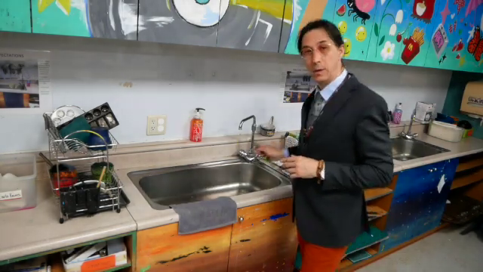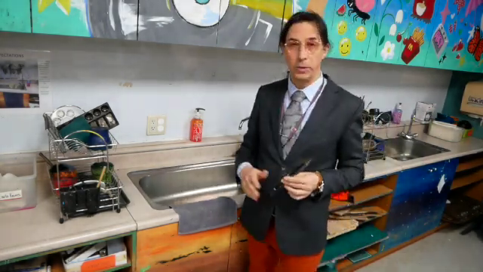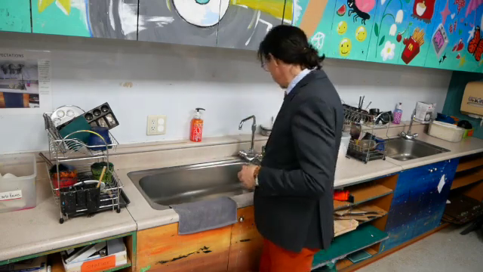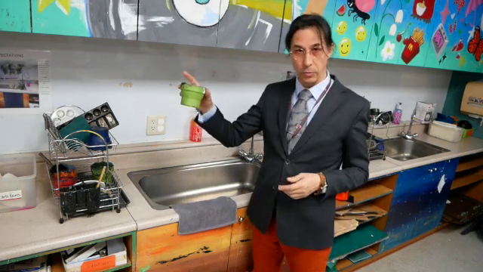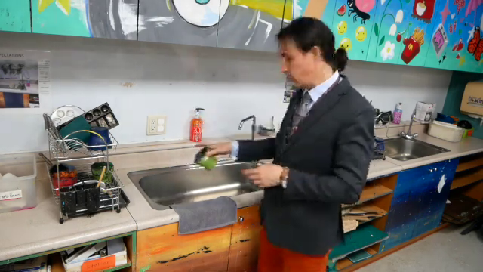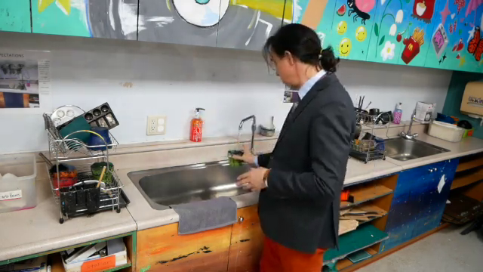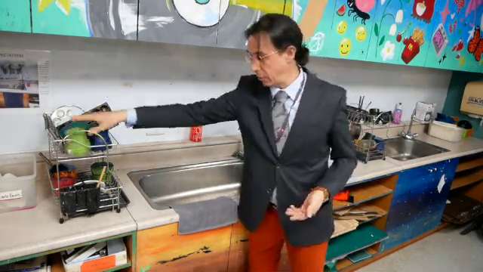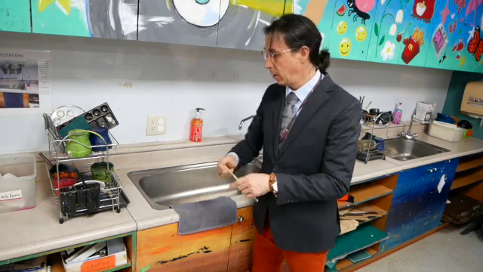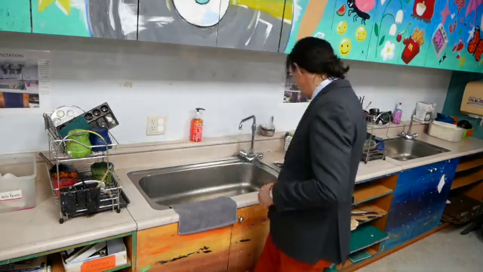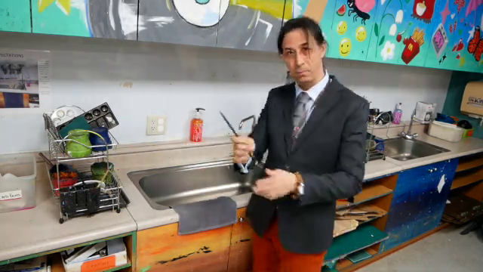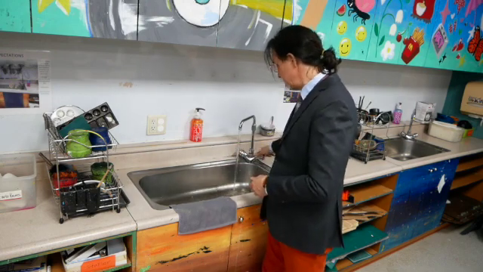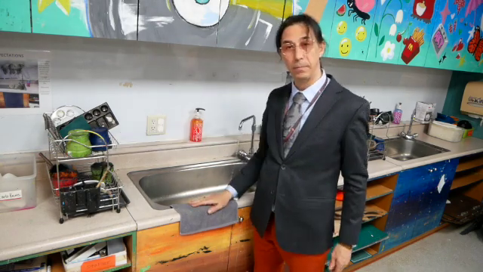Hello, everyone. I want to talk about cleaning up. All right, it's pretty easy to do the cleaning up. If you're using something with water, you dump the water out, give it a little rinse in the sink, put it in the drying rack. If you are working with a paintbrush, you give it a little rinse, put it in the drying rack.